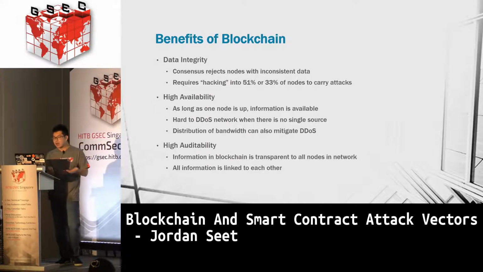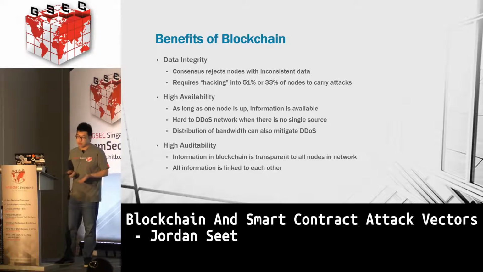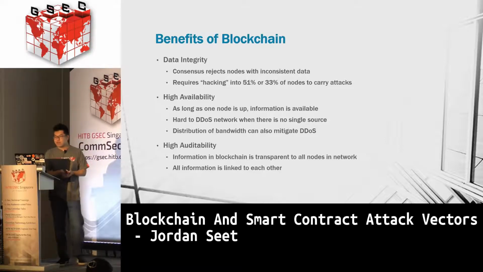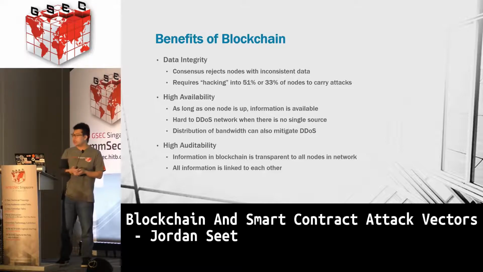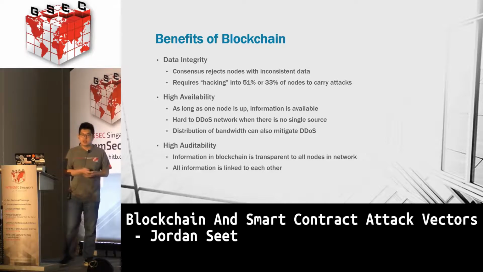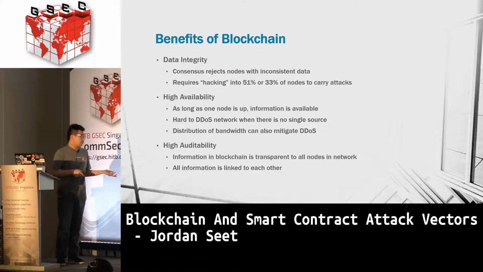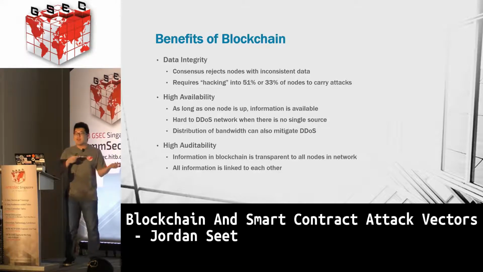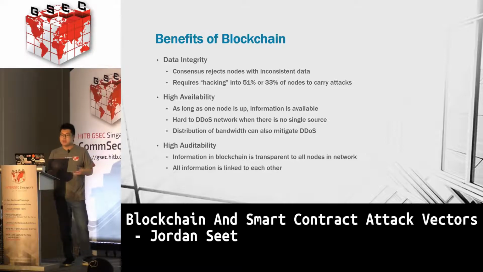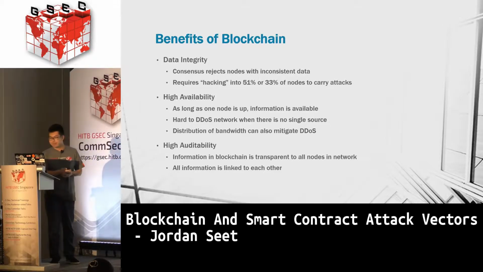And it's also harder to DDoS a network when there's no single source, there's no central point of failure. The distribution of bandwidth is also a concept that could potentially help to mitigate DDoS. This is already done in Cloudflare CDNs. So high auditability is another benefit, not so much security related, but more on the fraud area. Information in the blockchain is transparent to all nodes in the network, because everyone is connected to each other, everyone can see the information there, and it's all linked to each other. This forms a chain. So that's where the chain in the word blockchain comes from.